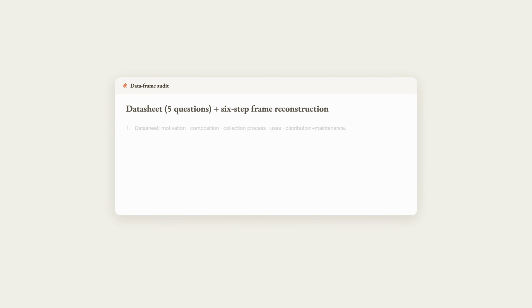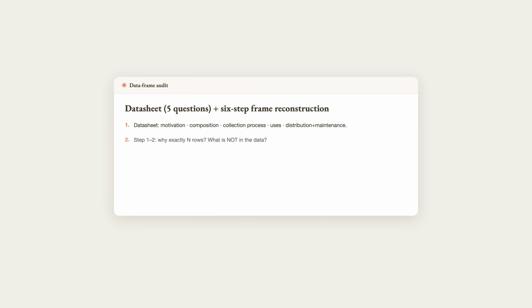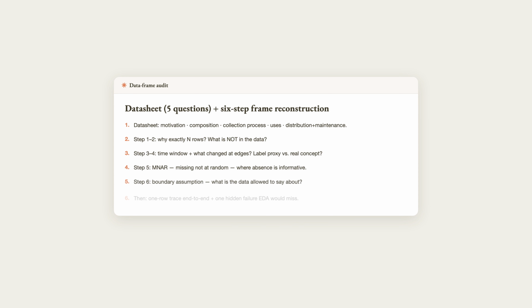Data frame audit starts with a datasheet. Gebru's 5 questions adapted for your build. 1. Motivation: why was this dataset collected and by whom? 2. Composition: what does one row represent? What is and is not included? 3. Collection process: how were rows acquired, labeled, and joined? 4. Uses: what was this data intended for and what should it not be used for? 5. Distribution and maintenance: how is the data distributed to you? And who maintains it?